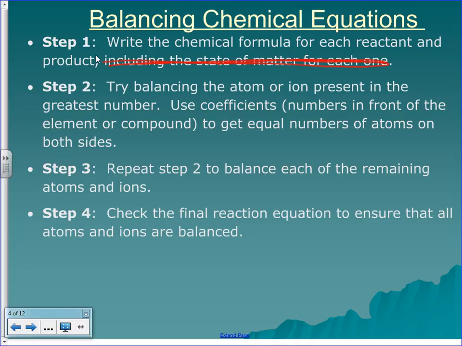The exception to step 2 is what kind of reaction? Combustion reactions, where we balance alphabetically. So combustion reactions kind of have their own balancing rules. Step 3, you repeat step 2 to balance each of the remaining atoms and ions. And then lastly, check your final reaction just to make sure. I often have times where people have gone back and forth, balanced everything, and they don't realize that the last number they put in actually messed something up. So it's always good, once you think you've got all the numbers written into your reaction, to go back and double check. Have I got 2 irons on both sides? Yes, and make sure.